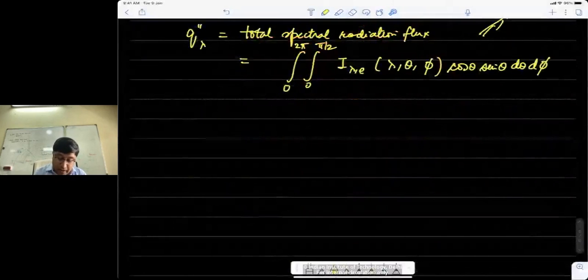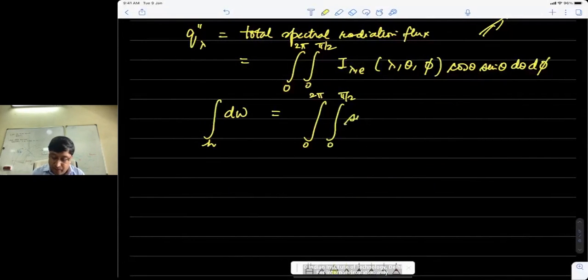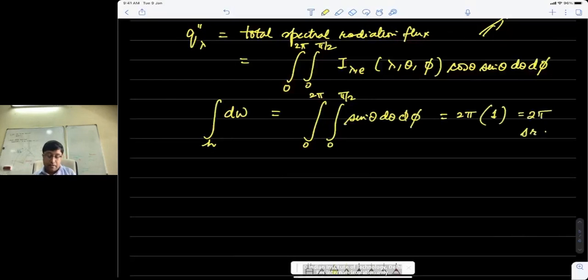So we can calculate d omega over the hemisphere, which will be integral 0 to 2 pi, 0 to pi by 2 of sine theta d theta d phi. d phi anyway integrates to 2 pi. Sine theta d theta will integrate to minus cosine theta over the limits of 0 to pi by 2. So that just becomes 1. So we get 2 pi steradians. That is the solid angle associated with a hemisphere.